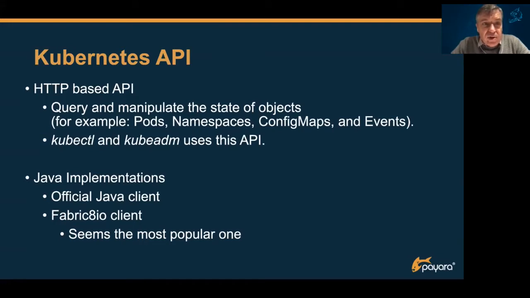And since it is just an HTTP-based API, you can have a Java implementation that communicates with that API. There are two currently that I'm aware of, which are important. The first one is the official Java client created by the Kubernetes project itself. But it seems that the Fabric8 client is more popular, and so that's also the one that I used in this example, and I will use it in the demos.